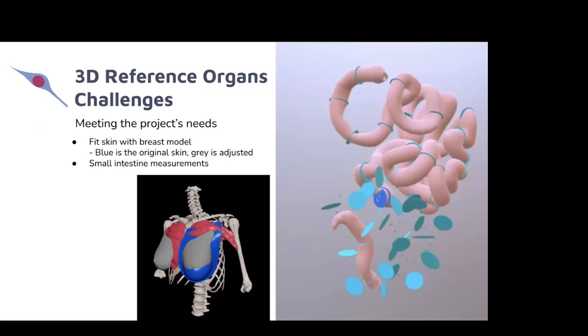In this slide, I'm just showing two pieces of work. On the right hand side is the small intestine measurements. As you can see, as we go section by section, it becomes very difficult to map everything into this highly convoluted small intestine. And on the left hand side, I'm showing a breast model where the blue region is the skin and the gray is the adjacent one. So these are the challenges that we are facing as a project.